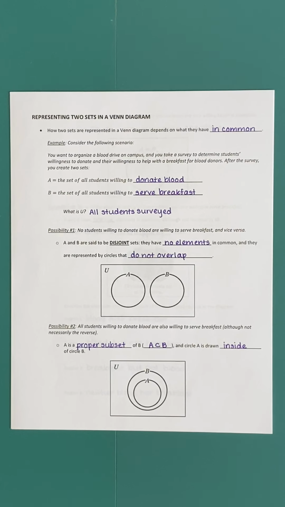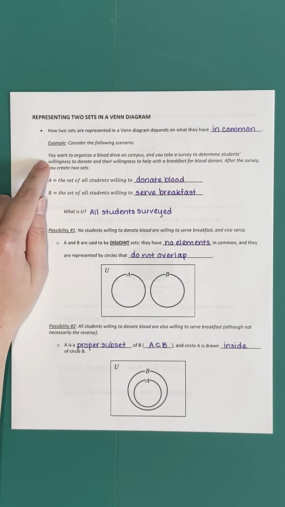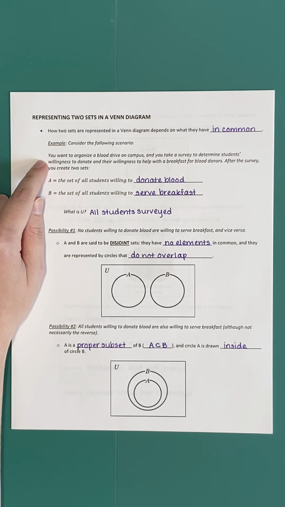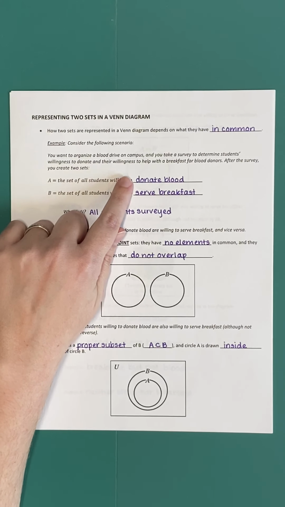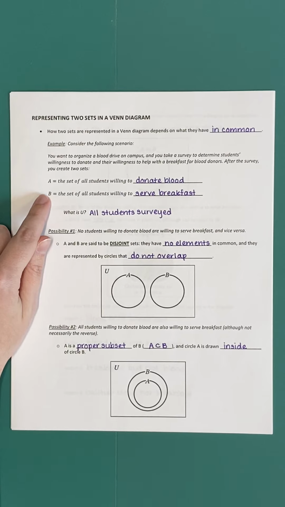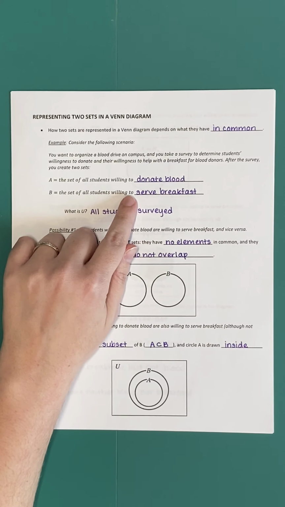So to look at all the different possibilities, we're going to think in terms of an example, and we're going to look at all the different ways we could get data from this example and the kind of diagram we would draw in order to represent that particular situation. So here's the setup. We want to organize a blood drive on campus. So we're going to take a survey to determine students' willingness to donate blood and their willingness to help with a breakfast for blood donors. And then after the survey, we create 2 sets. So the set A is defined as everyone who's willing to donate blood, and the set B is defined as everyone who's willing to help with breakfast.